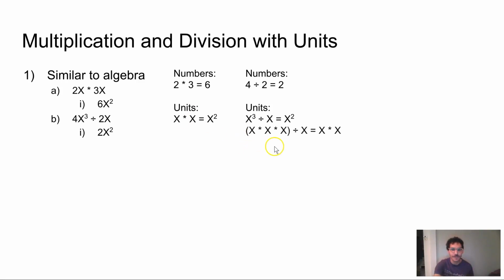And I could break those apart to make it a little bit maybe more logical. X cubed is the same as x times x times x. So when I divide it by x, one of those is going to go away. Now I've got x times x, and we know that's the same as x squared.